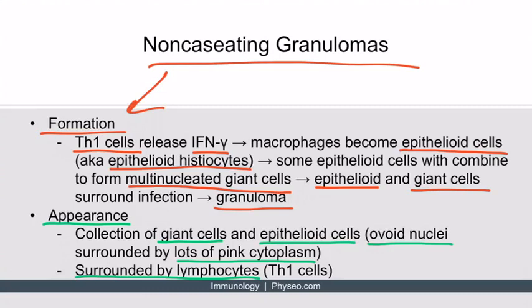But in granulomas, we're getting even more specific. We're thinking specifically of Th1 cells. And that makes sense that we'd be dealing with T helper 1 cells. After all, it's these Th1 cells that release the interferon gamma, causing the granuloma to form in the first place.